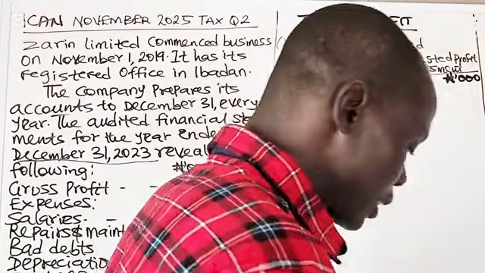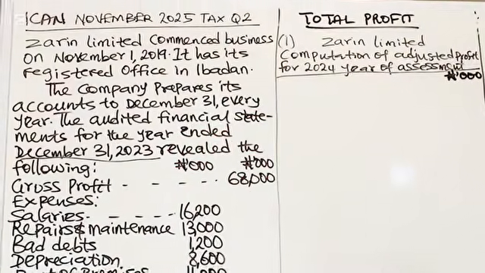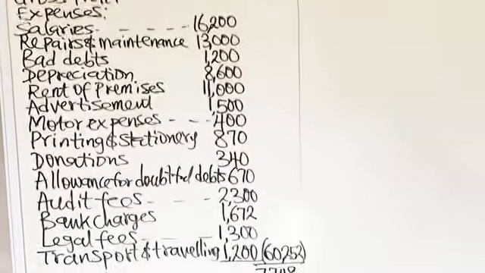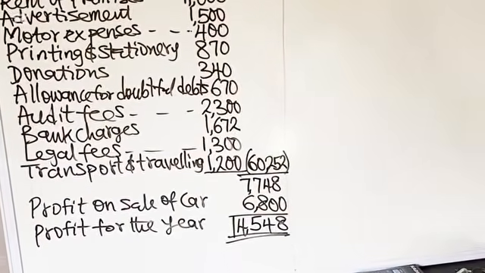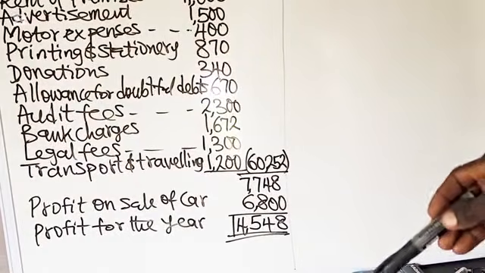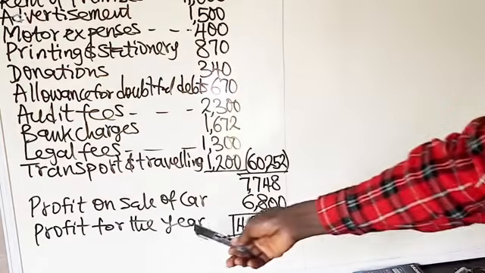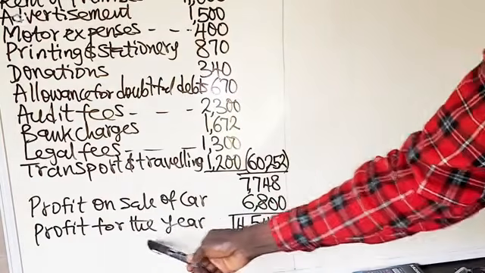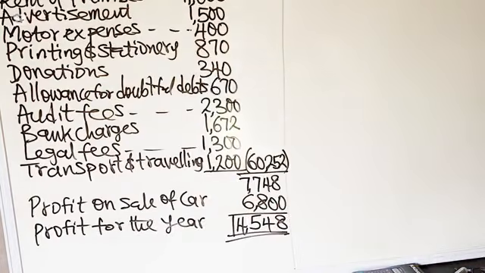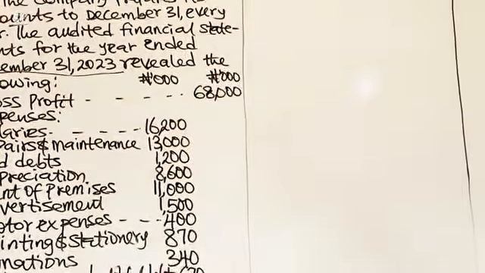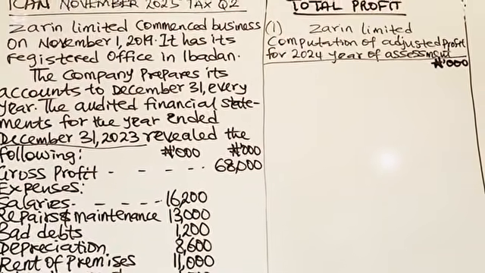Now, as our normal rule, we start with the accounting profit. That is the profit before tax. Besides, the profit you are given in the question, no tax has been charged. You were not given the amount of tax charged, so you only have profit for the year 14,548. So you start with that profit, then you adjust for non-allowable expenses.